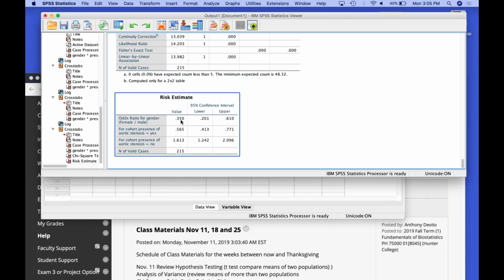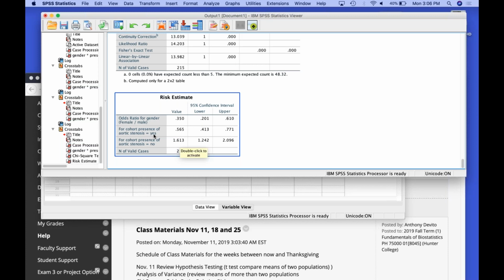Null hypothesis is the odds ratio is equal to 1, and my alternative hypothesis is it's not equal to 1. Well, in fact, we calculated it, given this sample data, to be 0.35, but then our confidence interval for the true population odds ratio is 0.201 to 0.610. Is 1 between those two numbers? It's not. So that means we're 95% sure that it's not 1. Since it's not, we can reject the null hypothesis that the odds ratio is equal to 1, right? That there's no difference in the odds of having aortic stenosis if you're male versus female.